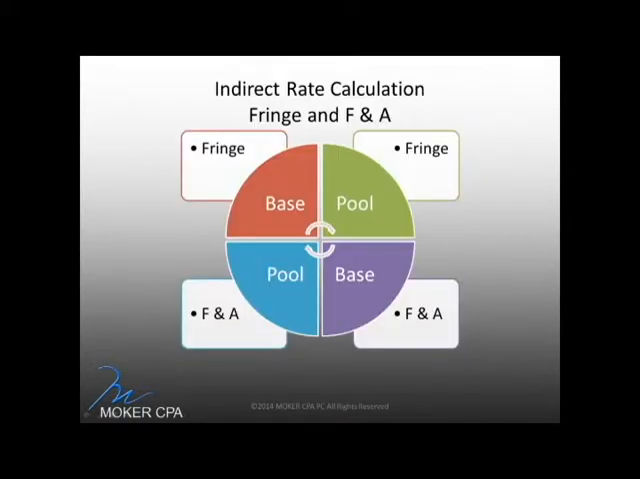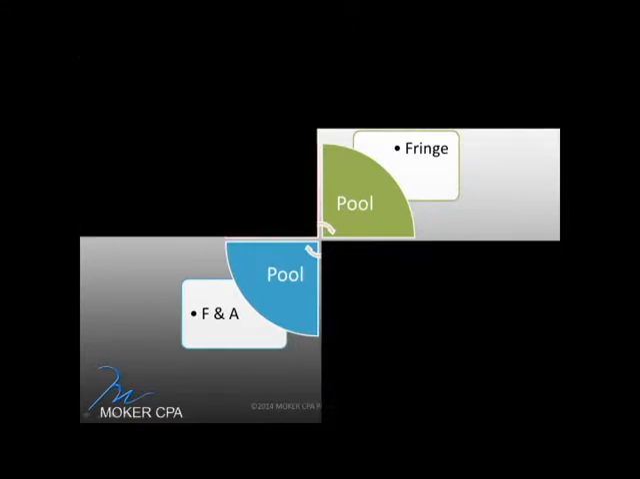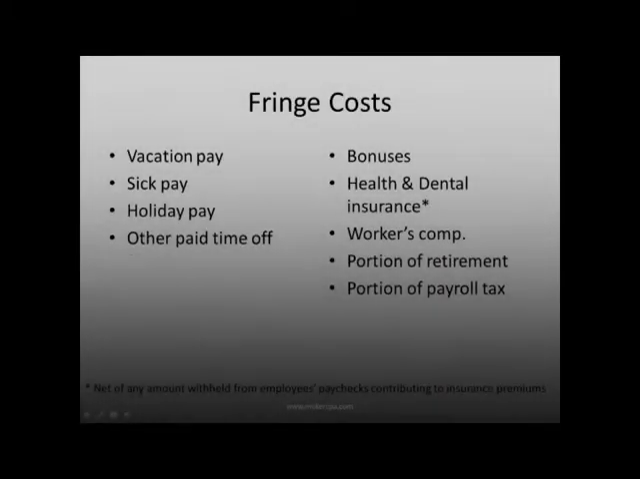Fringe costs are costs related to having employees, normally considered fringe benefits. Fringe costs include vacation pay, sick pay, holiday pay, or other paid time off. In addition to these, fringe costs include bonuses, health and dental insurance, workers' compensation insurance, employer portion of retirement plans such as 401ks, and also the employer's portion of payroll taxes.